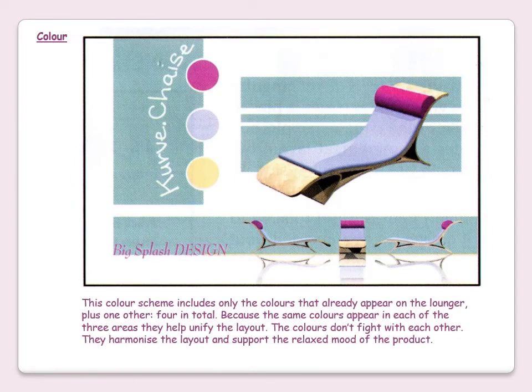This colour scheme includes only the colours that already appear on the lounger, plus one other. 4 in total. Because the same colours appear in each of the 3 areas, they help to unify the layout, to tie everything together. The colours don't fight with each other, they harmonise the layout and support the relaxed mood of the product. So thinking back to your colour theory down at the start of 3rd year, harmony, all of these colours work well together.